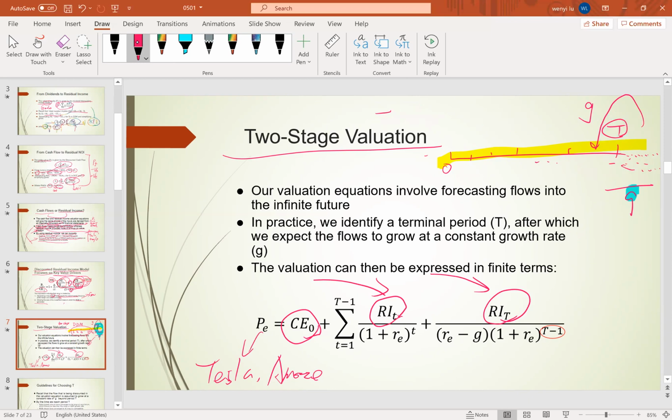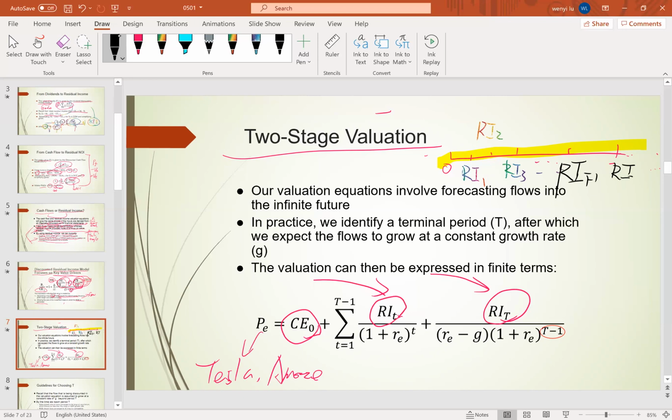So we will erase dividends on this chart and put residual income in instead: residual income 1, residual income 2, residual income 3, and residual income t minus 1, residual income t. To make this clearer, we use black color: R_T minus 1, R_T. All these numbers we can forecast based on our financial statements in the current year. And if you have access to Bloomberg terminals, you will see all these forecasts are also available there.